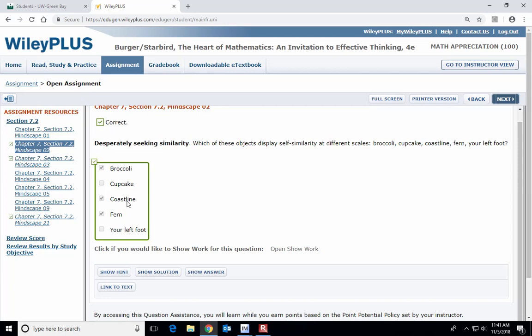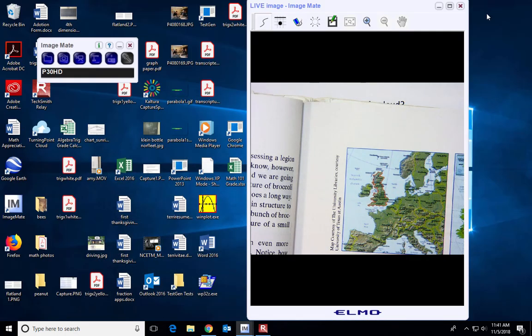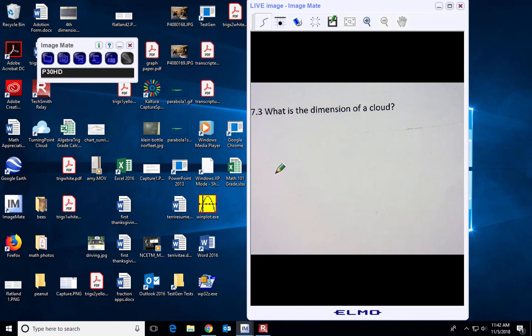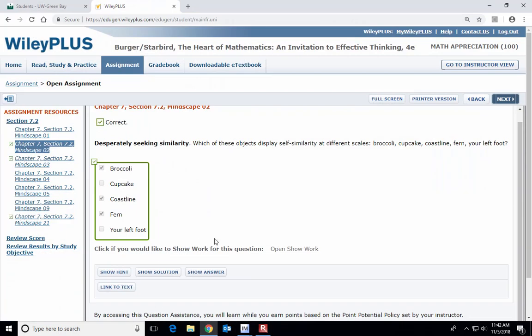In 7.2, there's a nice drawing of the coastline of England. When you look at this, it looks all zigzaggedy, but when you zoom in, it again looks all zigzaggedy, and when you zoom in again, it continues to look zigzaggedy. So you can zoom in quite a bit before all of a sudden you see a straight line. In fact, you'd practically be standing on the beach looking at it before you'd see a part that's a straight line. It has this jaggedness at different scales. So that's why the coastline is included in there.